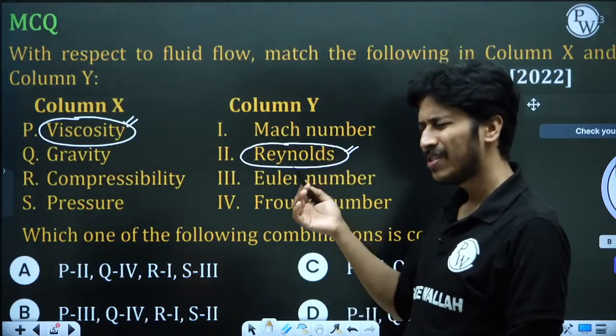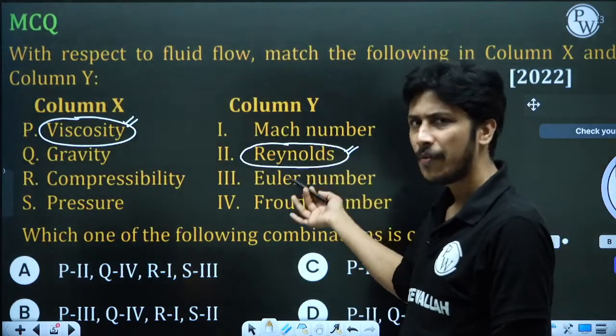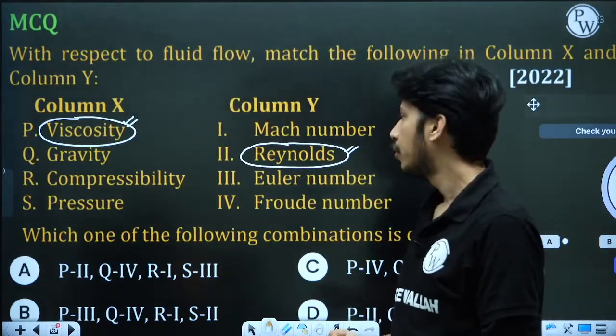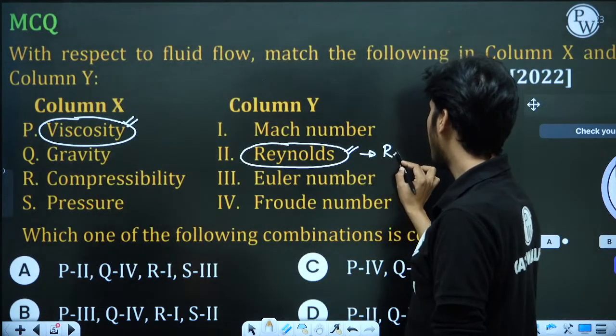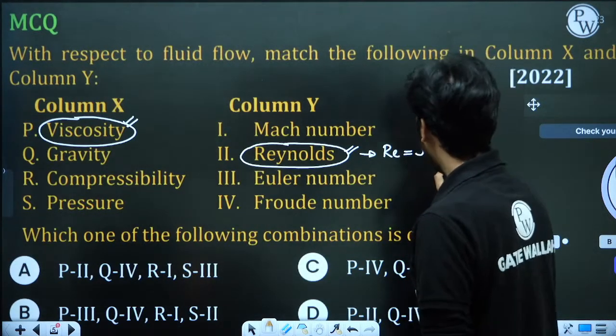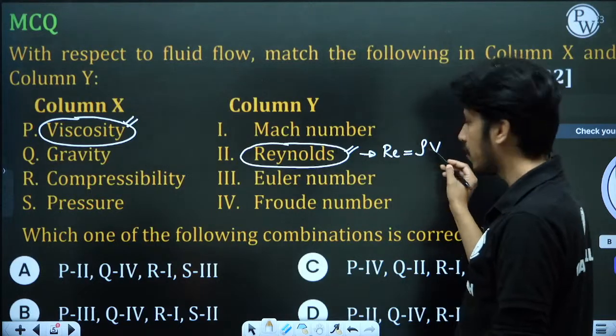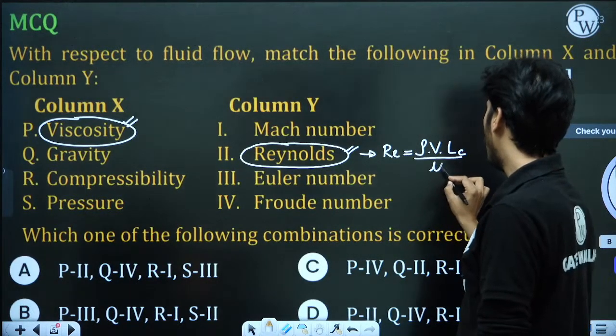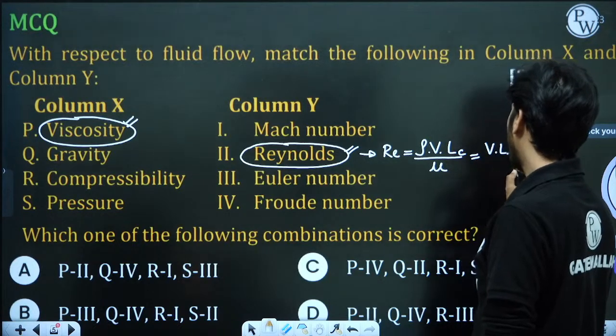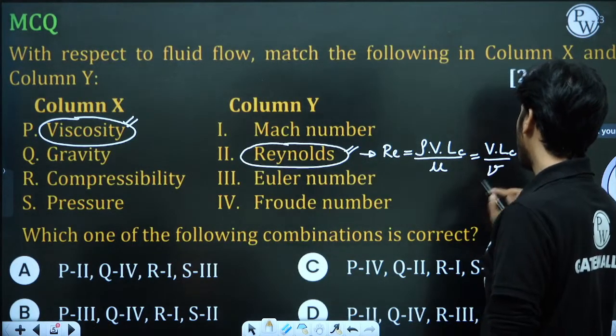I have also shown this in the boundary layer, and in the laminar flow chapter. A lot of chapters I have shown you. What is the Reynolds number? Always remember, Reynolds number Re is rho into V into LC upon mu, where V is the average velocity of flow, or VLC upon the kinematic viscosity nu.